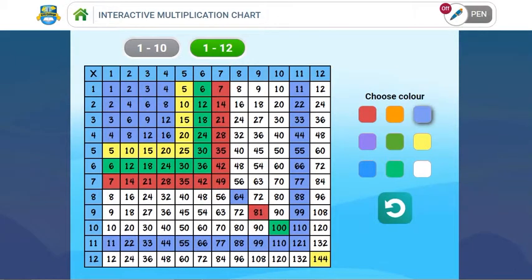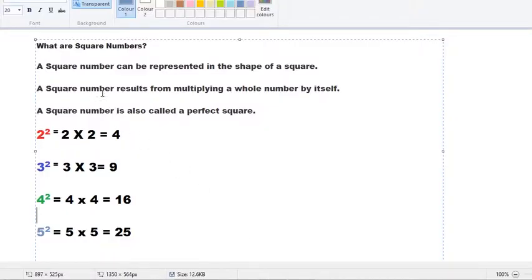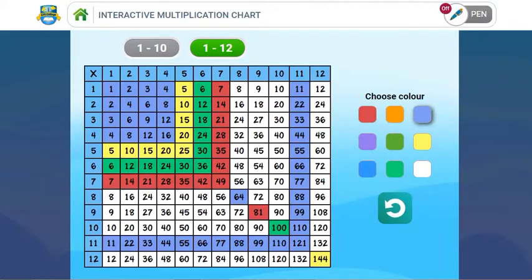And if we look at the second quality, a square number results from multiplying a whole number by itself. So if we go back to our interactive multiplication chart and we look at 16, a square number, multiply 4 by 4, that gives you 16. So it results when you multiply a number by itself, and it's a whole number. 4 by 4 is 16. 5 by 5 is 25. So you're multiplying the number by itself.